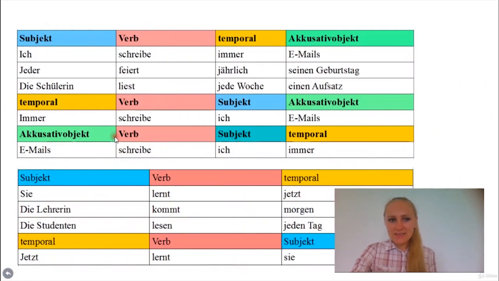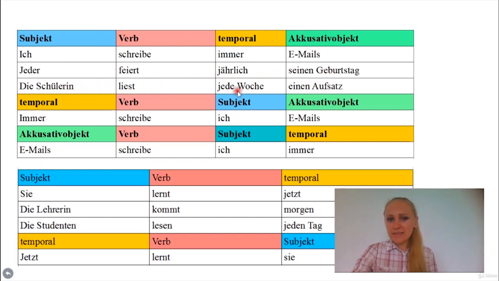Then the next example, here we have a subject, a verb, an indication of time, and then an accusative object. Ich schreibe immer E-Mails. So in this case, again, you first put the time, then comes the object. This here means I always write emails. Oder jeder feiert jährlich seinen Geburtstag. Everybody celebrates their birthday yearly.